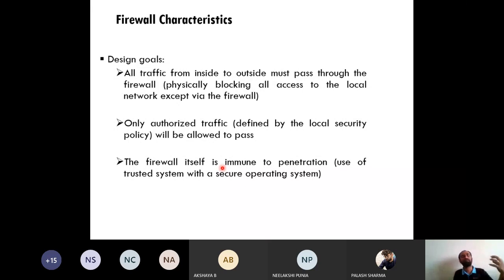If there is some unauthorized person who came to the gate, the security fellow should not allow him inside the college. Just because of some other commitments, he should not allow him inside. The security fellow himself should not be a destruction to the college. So the firewall itself should not be vulnerable to the penetration of such kinds of attacks or requests into the device. How to make sure of that? There should be some other controller who keeps monitoring the security fellows. Here, the details will be monitored by the operating system. So the use of a trusted system with the operating system is very, very important. Those are the three design goals whenever we design the firewall.